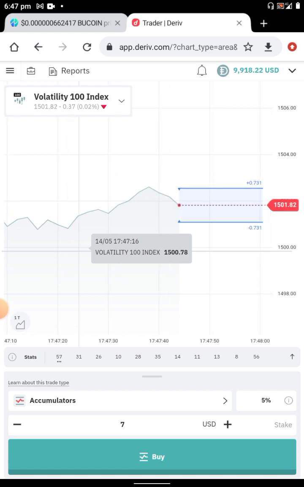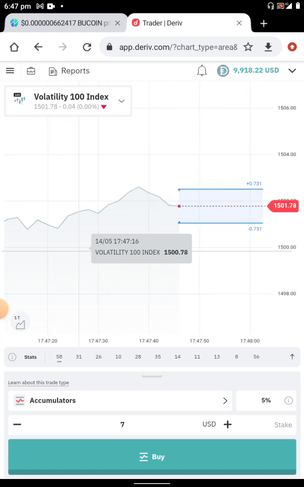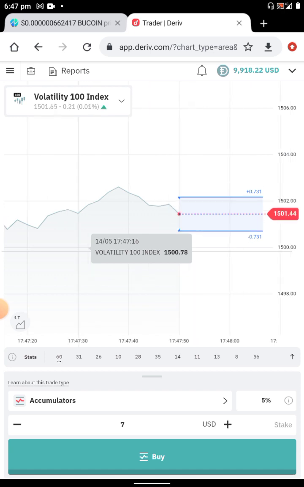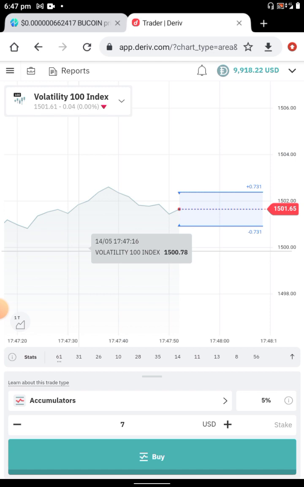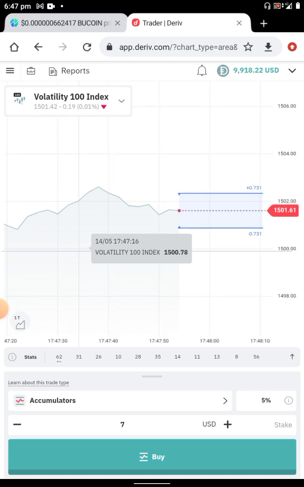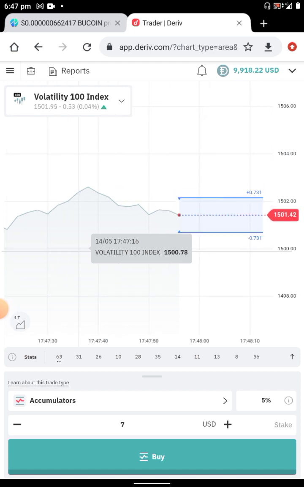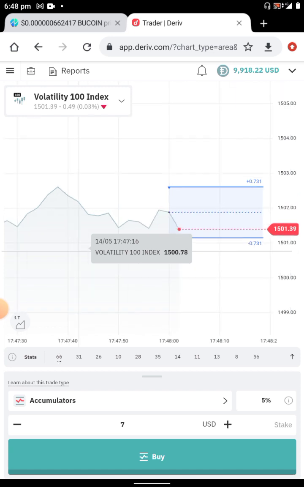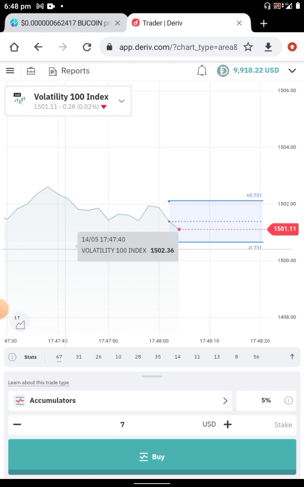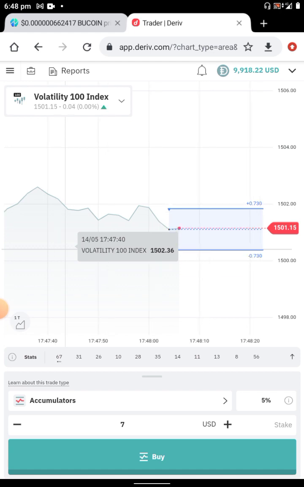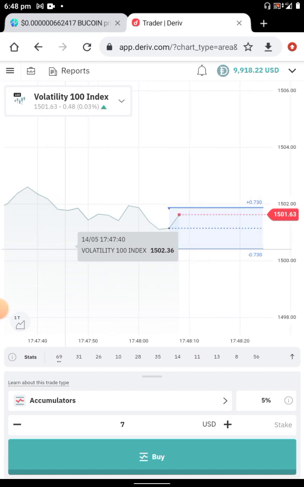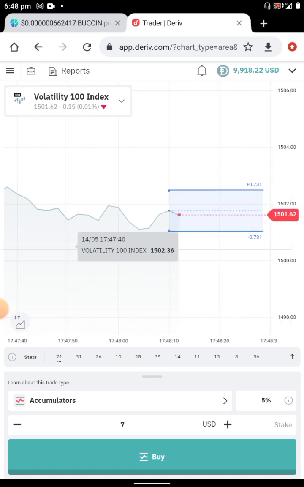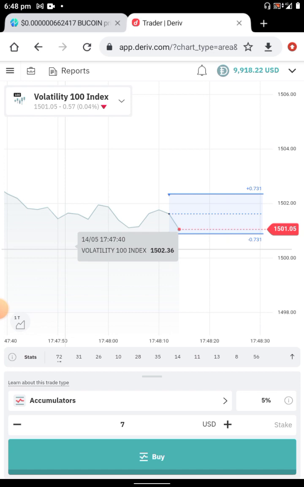So let's just be patient. The market is doing its thing. Just wait for the market to do its magic. You have to look at the market structure, look at the movement of the line. I think it's still consolidating. So let's wait. Immediately the price breaks out of the range, the upper and the lower range, we'll go to 3 minutes and enter our trade.